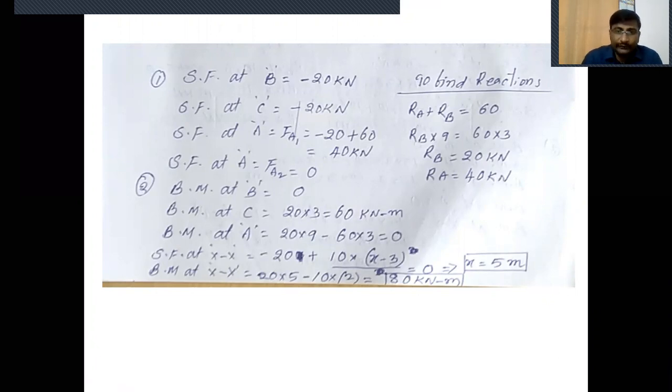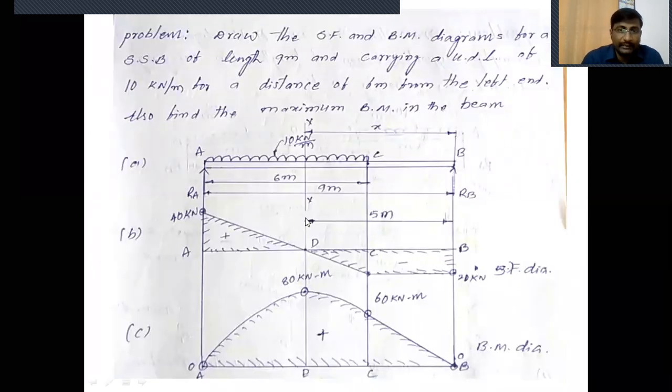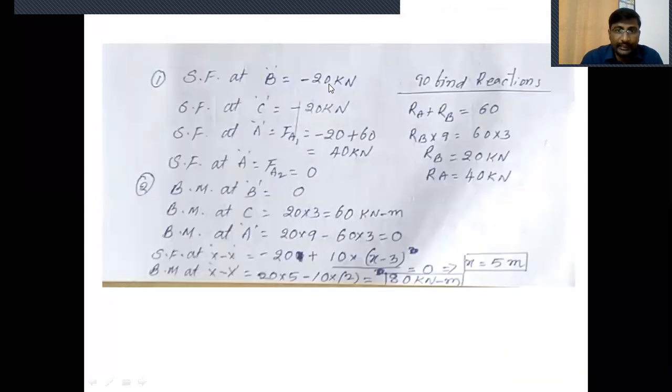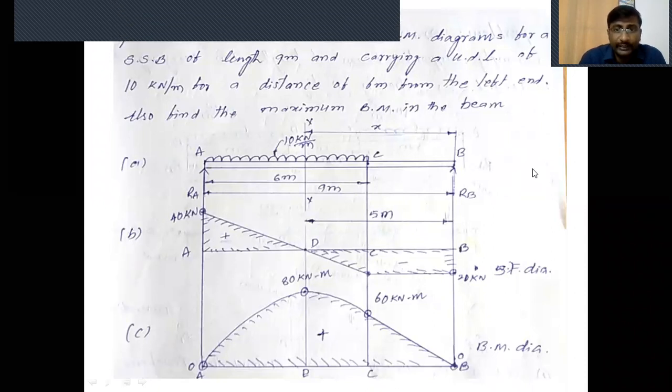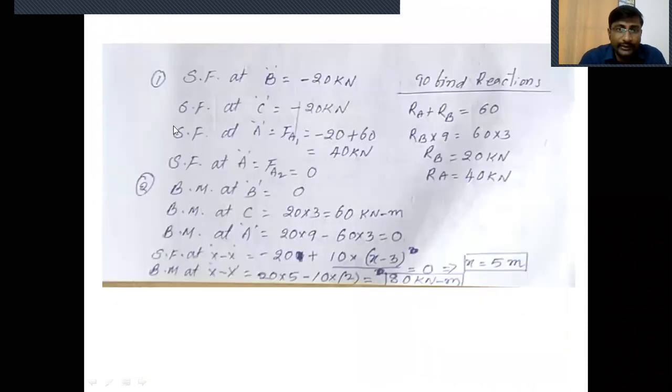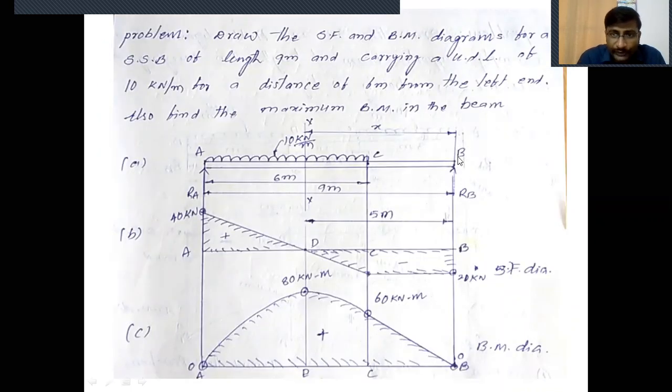After finding the reaction forces, directly we can take the XX section. We take the XX section here in between C and B, and also between A and C. First of all, in this problem we are going to write the shear force and bending moment values directly at different points. So here I have written shear force at B, shear force at C, shear force at A. Directly I am writing shear force at B.